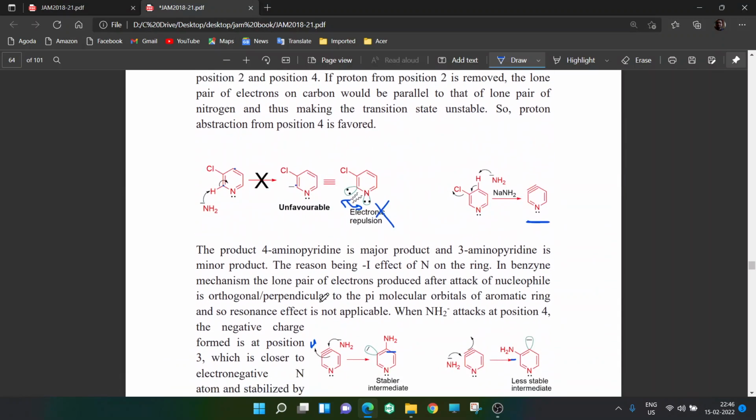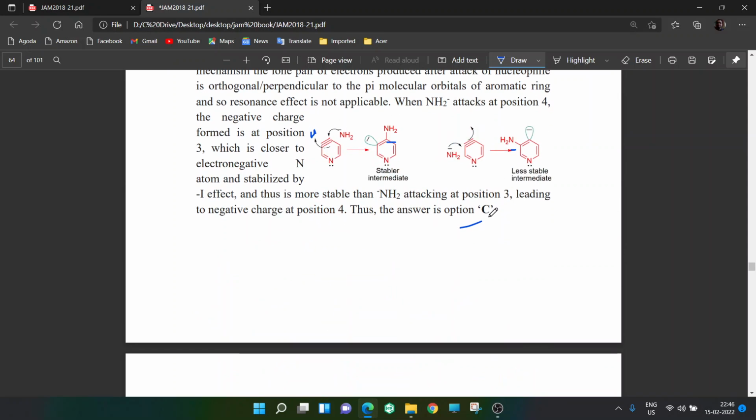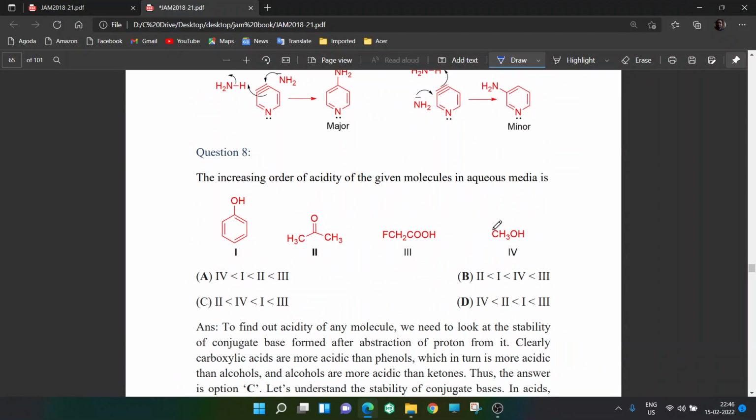So the answer is C. This goes and picks up a proton, this goes and picks up a proton. So the answer is C. Moving on to the next question.